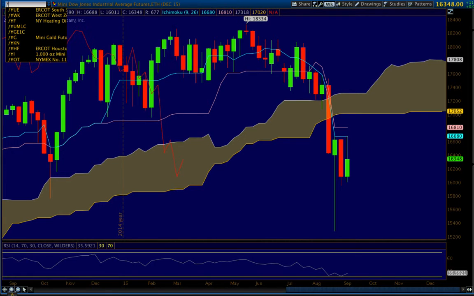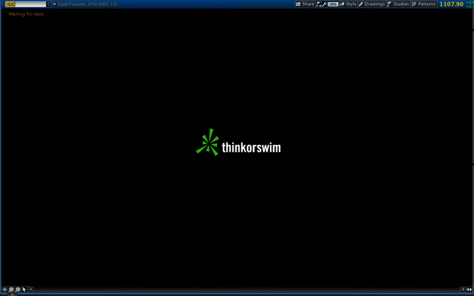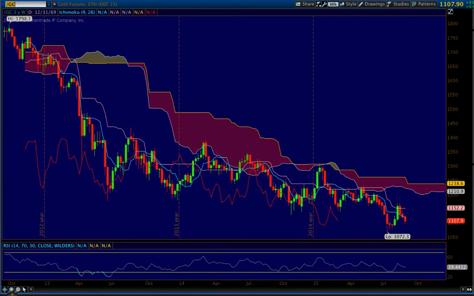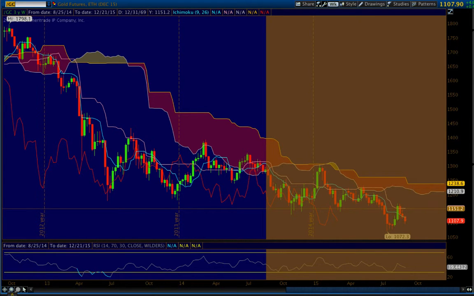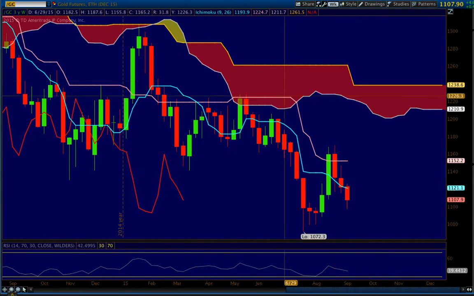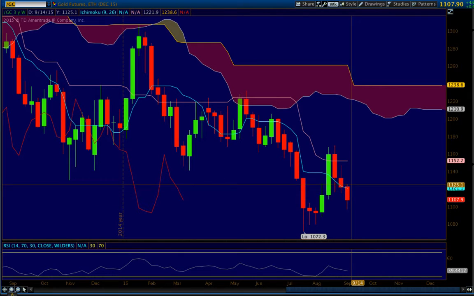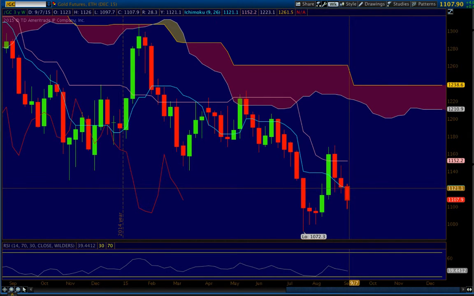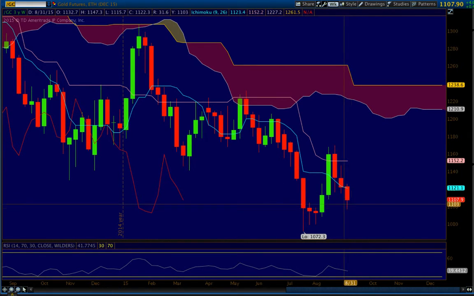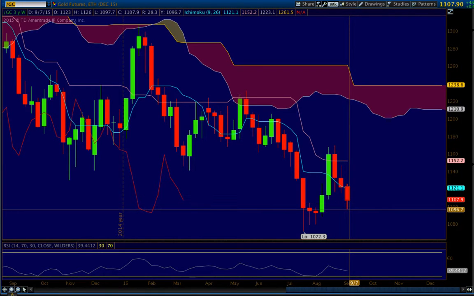Let's look at gold. Gold is bearish on the weekly time frame. We have lost the Tenkan-sen. There's a bit of a bottoming tail down here, after it bounced off this prior support level around 1097.50. So keep an eye on that 1097.50 if we do trade lower.